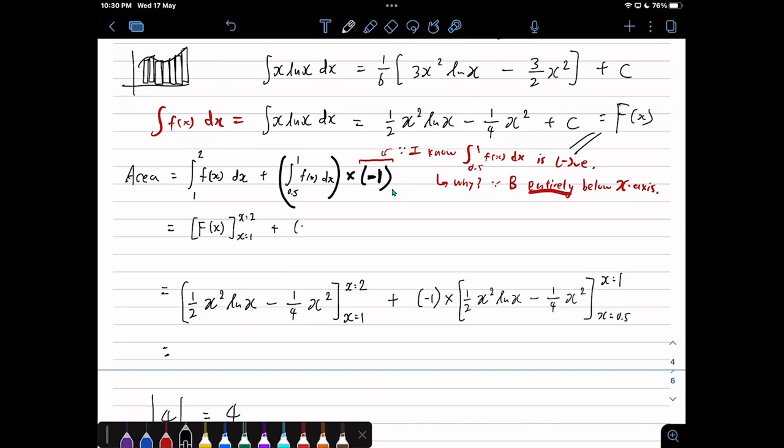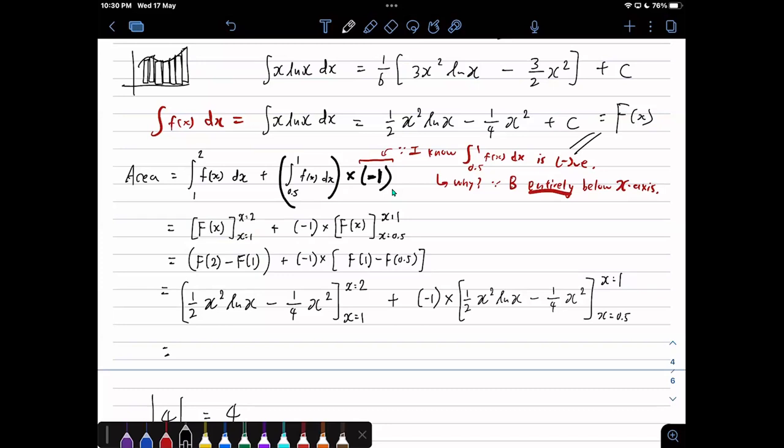Can understand what I'm saying? Yeah. And -1 times the same thing over here just becomes a capital F, square bracket, x equals 0.5, x equals 1. Okay, good. Then now we sub in. Don't need to sub until the cows come home. Sub in x equal to 2, x equal to 1 just one time. Don't need to do so much work. Then plus a -1 times the same thing here. F1 minus F0.5. Okay?